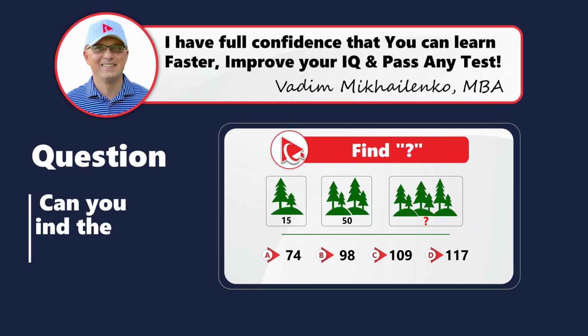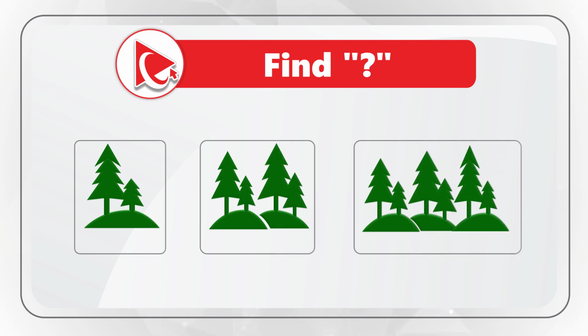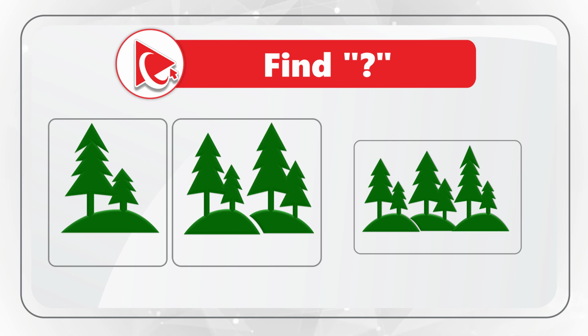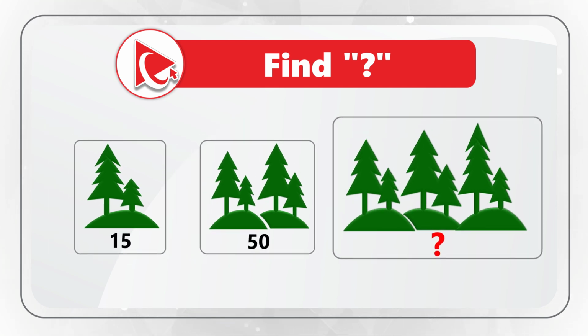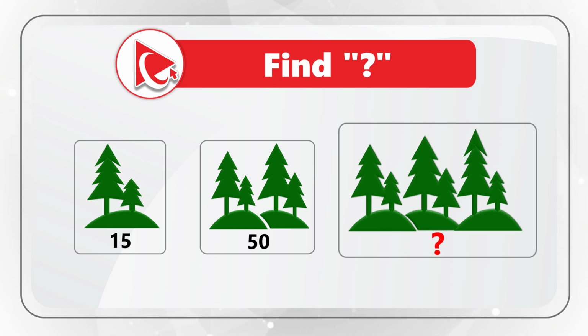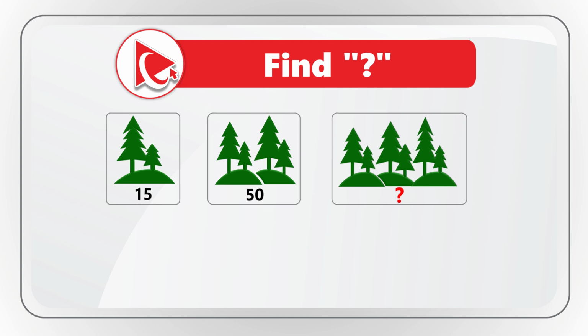Here's a tricky problem which you might find challenging to solve. You're presented with 3 images and you need to find the missing number. All 3 images have berms and evergreen trees on top of the berms. The first 2 images have the numbers 15 and 50 at the bottom, and the third image is missing the number and instead has a question mark, which you need to calculate and select out of 4 possible choices.